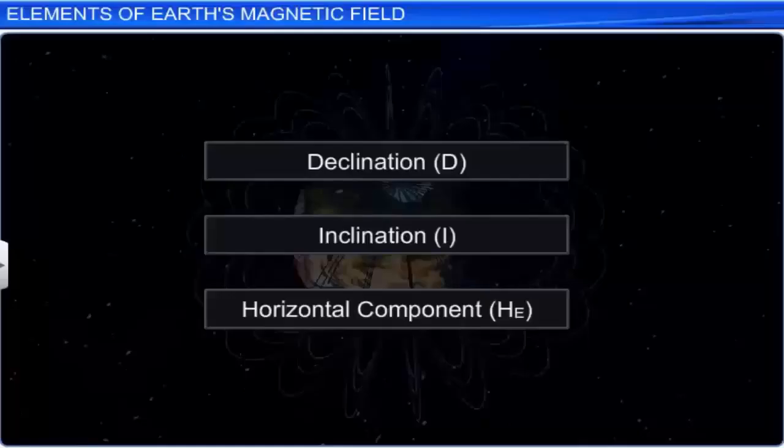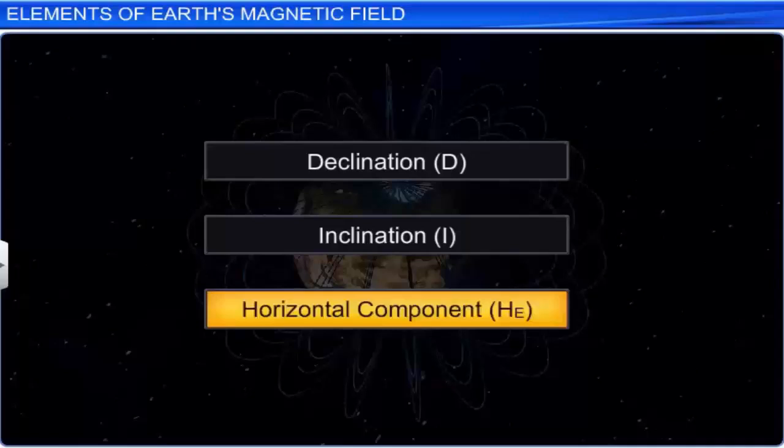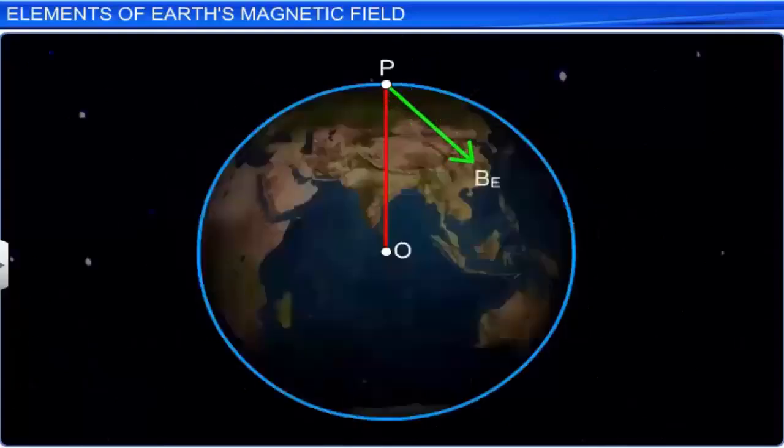The study of these elements help us to find the total magnetic field of the Earth, BE. To find BE at any point on the Earth, we take the help of the third element, the horizontal component of the Earth's magnetic field, HE, at that point. BE and HE are vectors. Let us now construct the vector diagram using all the three elements.